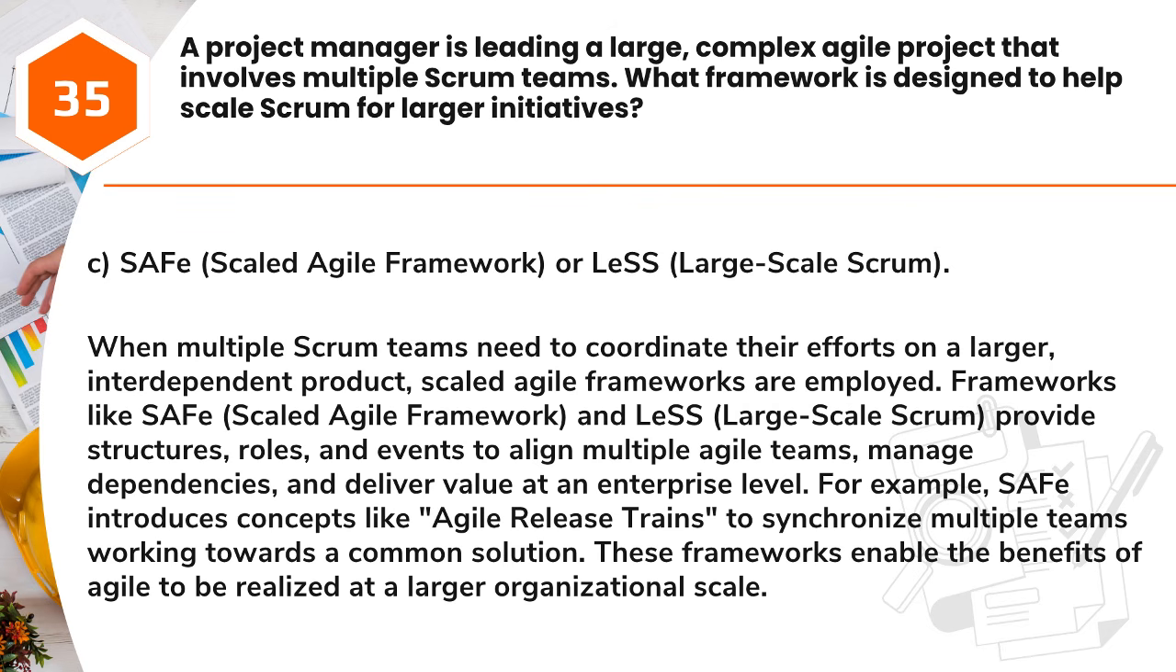Answer: C. SAFe, Scaled Agile Framework, or LeSS, Large-Scale Scrum. When multiple Scrum teams need to coordinate their efforts on a larger, interdependent product, scaled Agile frameworks are employed. Frameworks like SAFe, Scaled Agile Framework, and LeSS, Large-Scale Scrum, provide structures, roles, and events to align multiple Agile teams, manage dependencies, and deliver value at an enterprise level. For example, SAFe introduces concepts like Agile release trains to synchronize multiple teams working towards a common solution. These frameworks enable the benefits of Agile to be realized at a larger organizational scale.